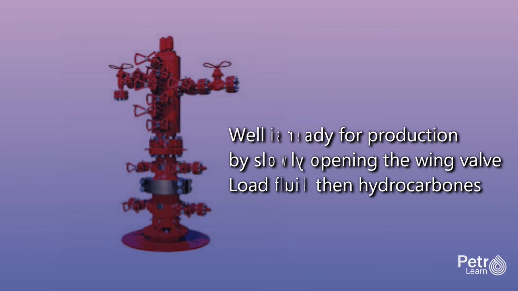The well is opened gradually by slowly opening the wing valve. Fluid begins flowing from the well. Initially, the fluid is mostly drilling fluid, completion fluids, and water that entered the formation during drilling. This is called load fluid. As flow continues, the proportion of hydrocarbons increases. For an oil well, the flow becomes mostly oil with some associated gas and water. For a gas well, the flow is primarily natural gas with some condensate liquids and water.